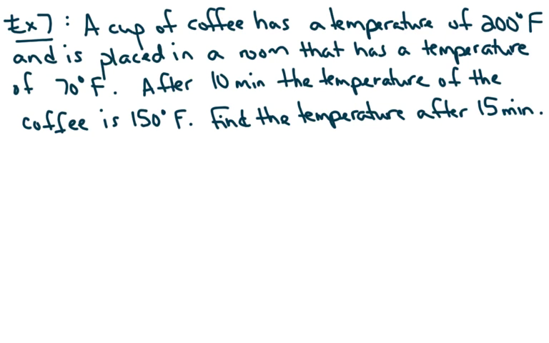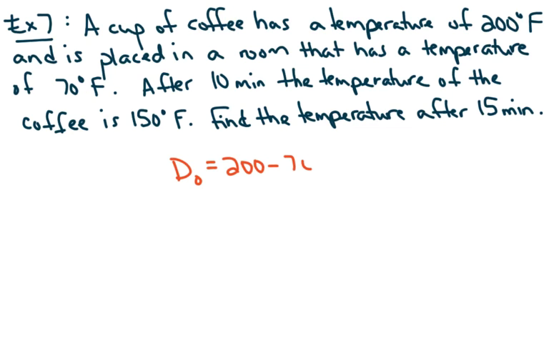So in example 7, a cup of coffee has a temperature of 200 degrees Fahrenheit and is placed in a room that has a temperature of 70 degrees Fahrenheit. After 10 minutes, the temperature of the coffee is 150 degrees Fahrenheit. Find the temperature after 15 minutes. Well, in order to find the temperature after 15 minutes, we need to write a model for this particular function. There are some things that I know, like I know that the initial cup of coffee is 200 degrees and it's in a room that's 70 degrees. So I need to find the initial difference.